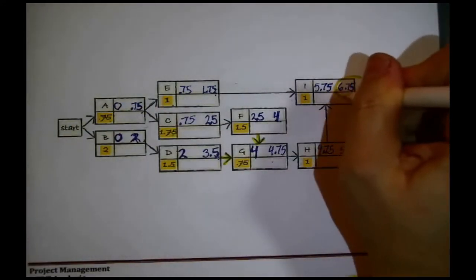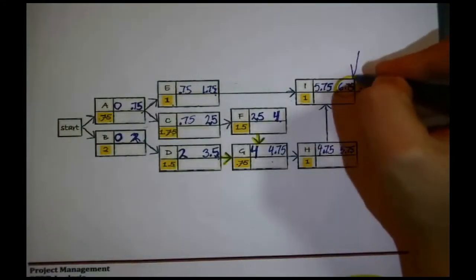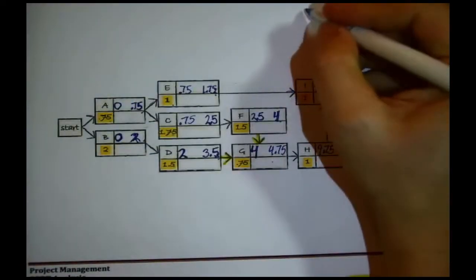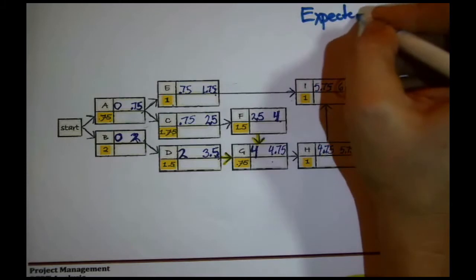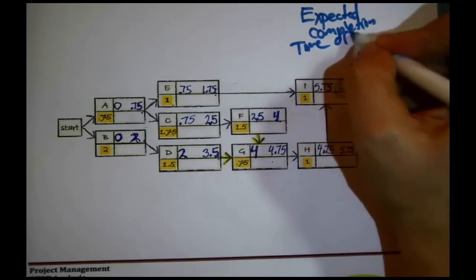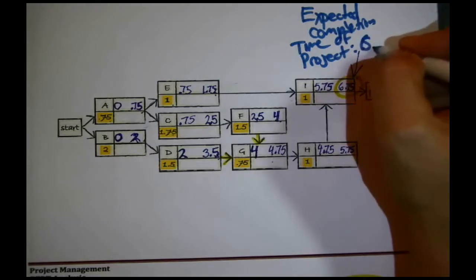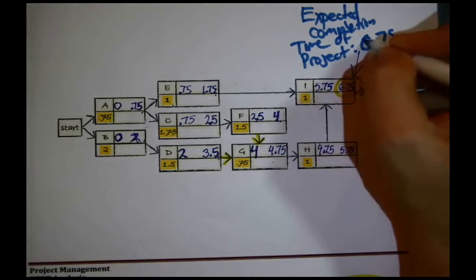That is a critical turning point in finding the critical path because we now know something. The expected completion time of the project is 6.75 days. Why? Because the very earliest we expect to finish what's essentially the last task in the project, the only thing that is attached to the finish node, is 6.75 days. When it's finished, the project's finished.